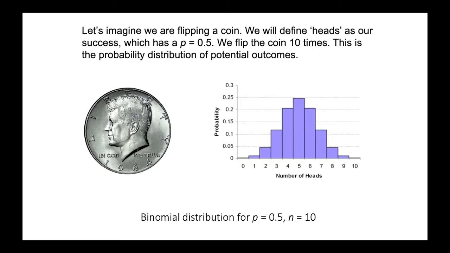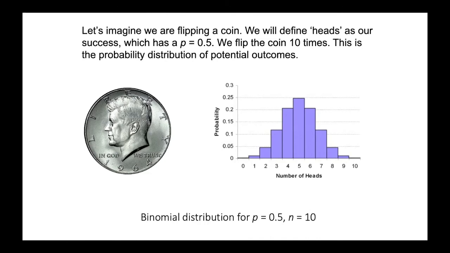And each of those calculated probabilities is depicted by this probability distribution. So this is the binomial distribution for a probability of success of 0.5 and a sample of 10 observations. Most of the time, we're going to get 5 out of 10 heads. In some rare cases, we might only get 1 or 0 out of 10 heads. And in some rare cases, we may get 9 out of 10 heads.